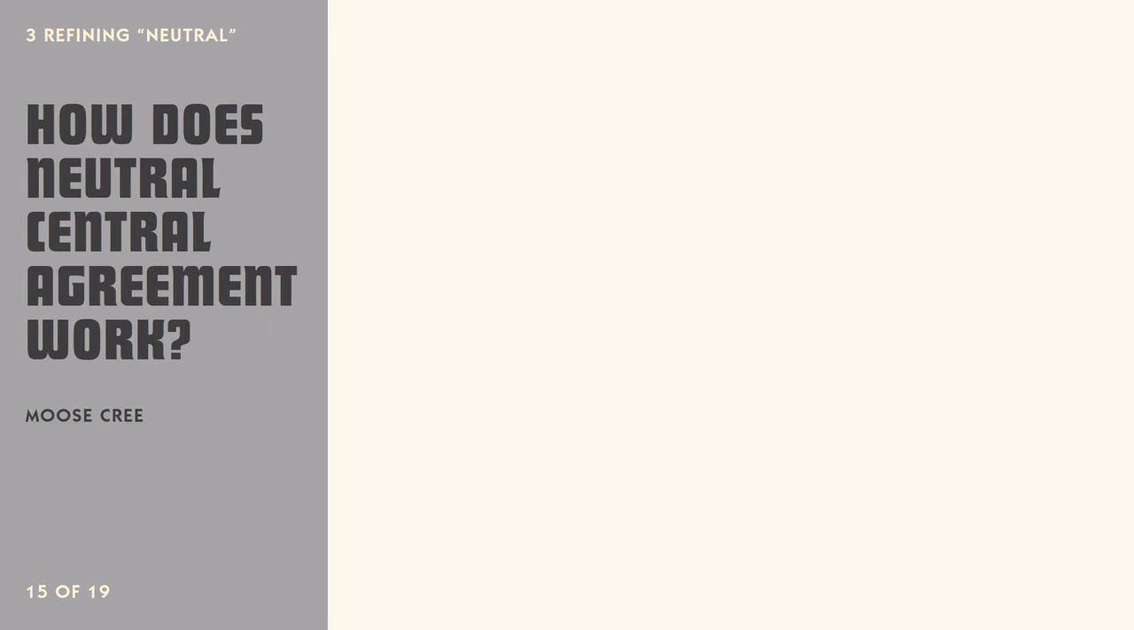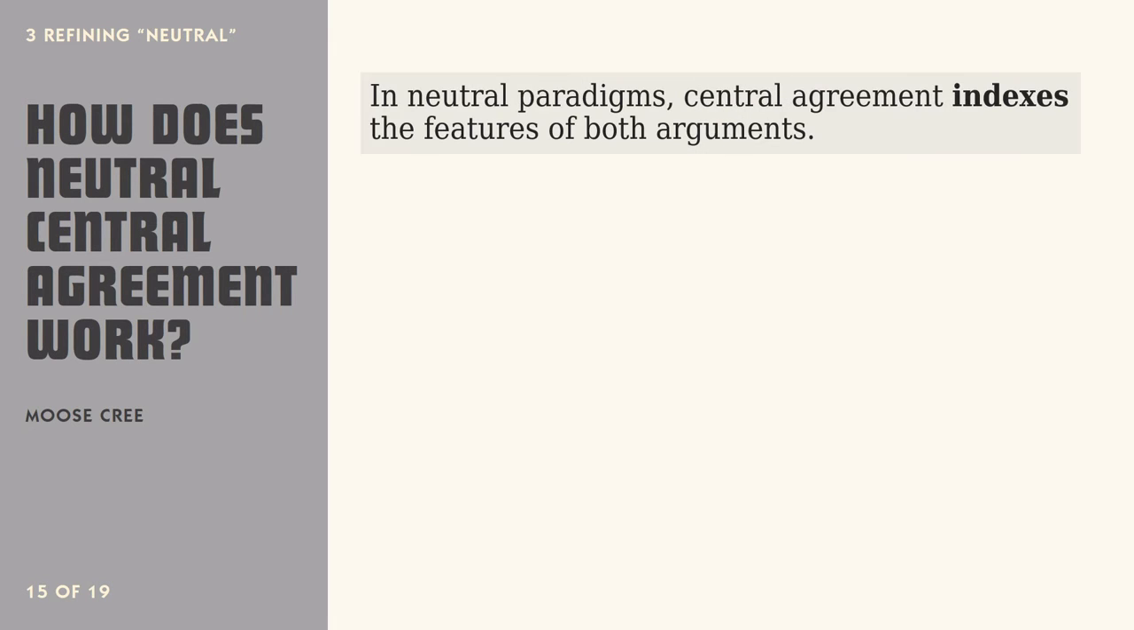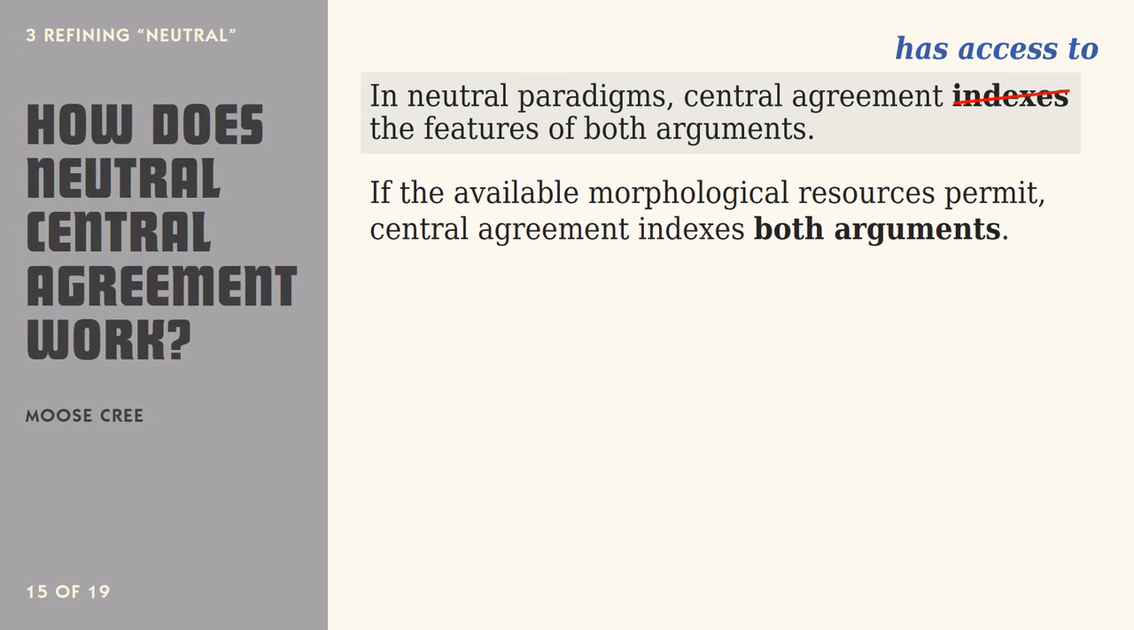So how exactly does central agreement work in neutral forms? I said earlier that in neutral paradigms, central agreement indexes both arguments. Let me make that a little bit more abstract. Central agreement has access to the features of both arguments. In neutral paradigms, the system doesn't inherently rule out agreement with the lower ranked argument, unlike in direct and inverse paradigms. Features of both arguments are there, ready to be spelled out, but you can only index both arguments if you have the morphology to do the job.